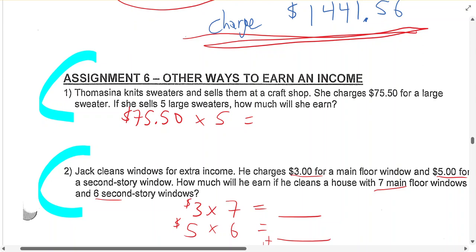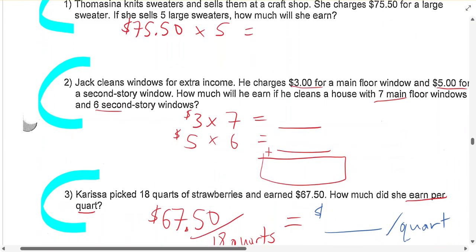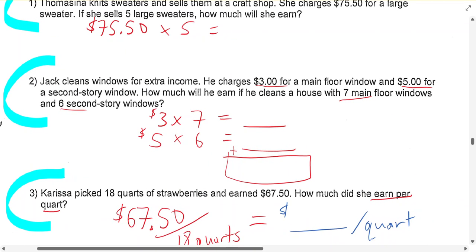Okay, so first of all, the first one here, it's $75 per sweater. That's how much you get charged, and you get 5, so you multiply them together. Next one, cleaning windows. Most of you are doing a good job with that. $3 for the windows that are the 7 on the main floor, and $5 for the ones that are higher up, and there's 6 of them on the 2nd story. Okay, and then you got to add them up for your grand total.